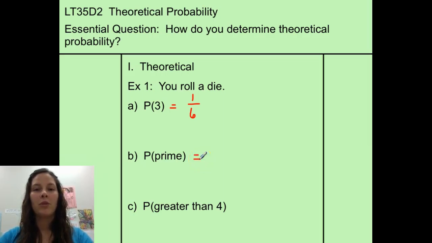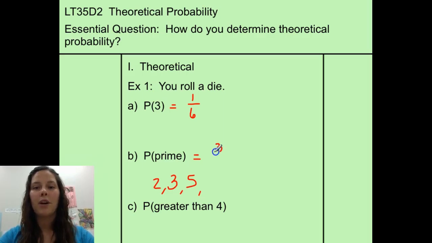What's the probability that we roll a prime number? Prime numbers are divisible by 1 and themselves. So prime numbers have exactly 2 factors. So for example, 1 is not prime because 1 only has 1 factor, which is just 1. The prime numbers between 1 and 6 are 2 because only 1 times 2 is 2. 3 because only 1 times 3 is 3. 4 is not prime because you can do 1 times 4 or 2 times 2. 5 is prime, and 6 is not prime. You could do 1 times 6 or 2 times 3.